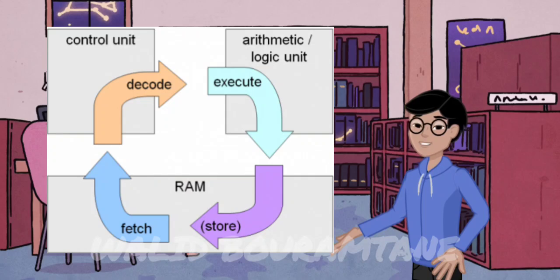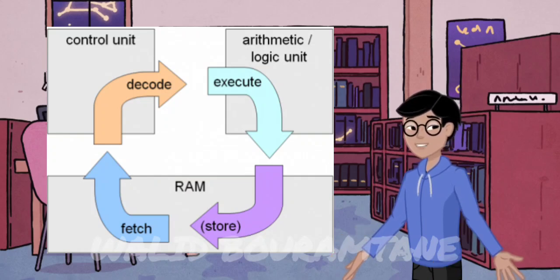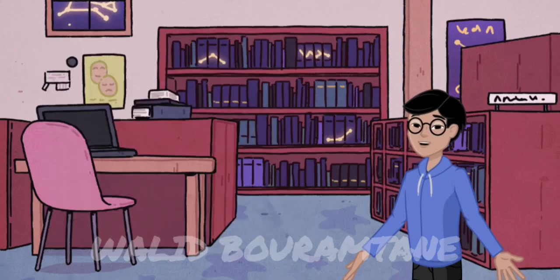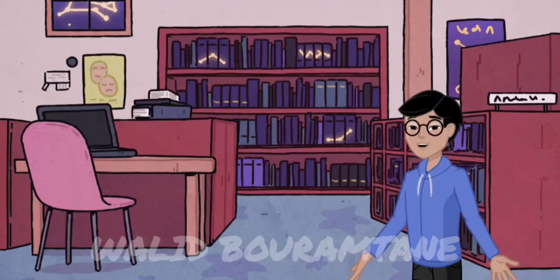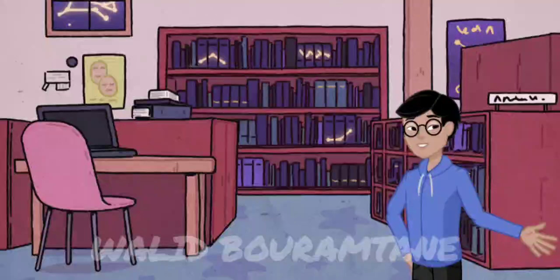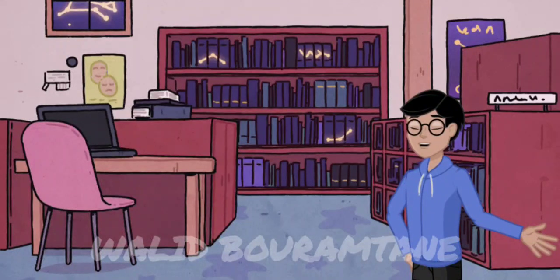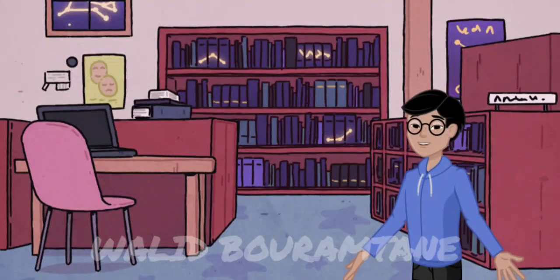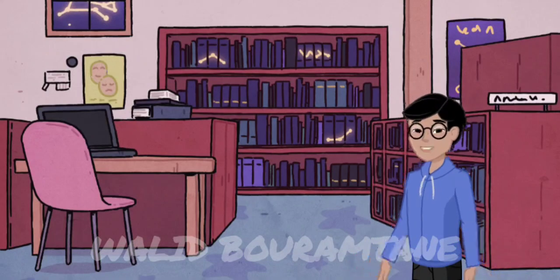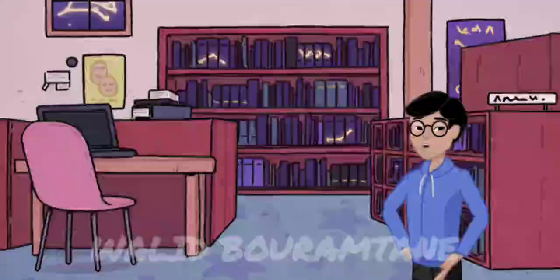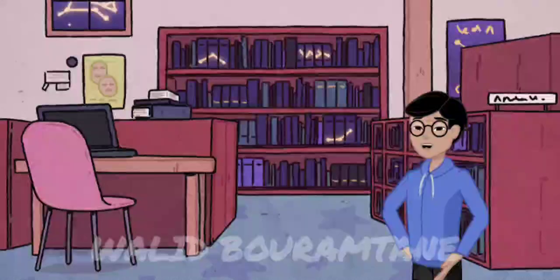4. Write back. The results of the execution are written back to the computer's memory or stored in a register for further processing. Modern CPUs can perform billions of these cycles per second, thanks to their high clock speeds, measured in gigahertz. Additionally, many CPUs feature multiple cores, which allow them to execute multiple instructions simultaneously, significantly boosting performance.